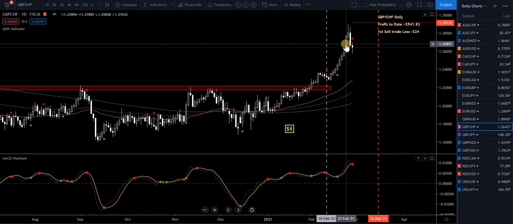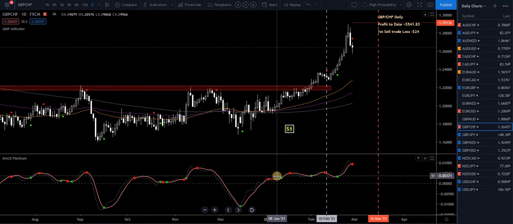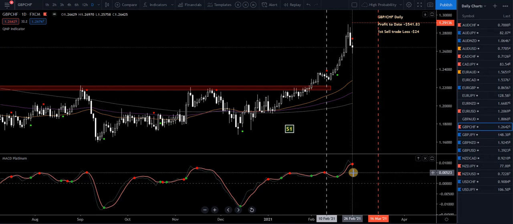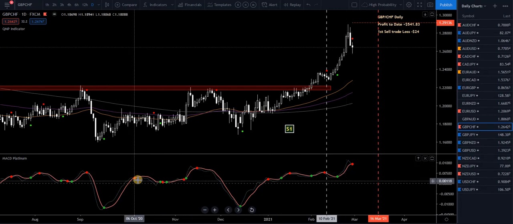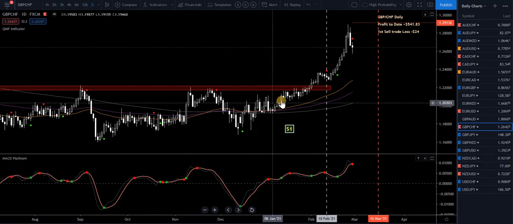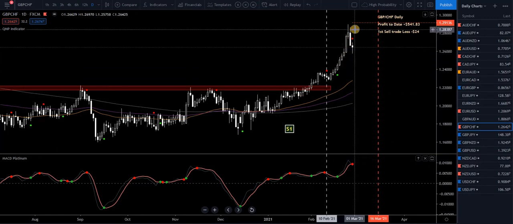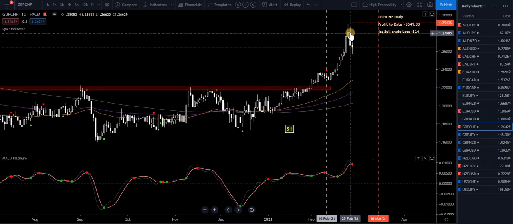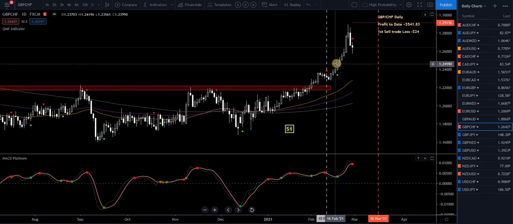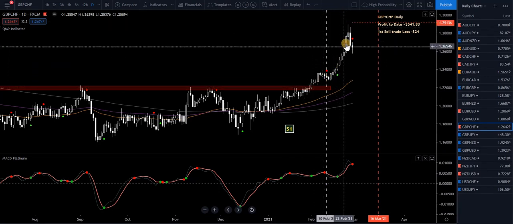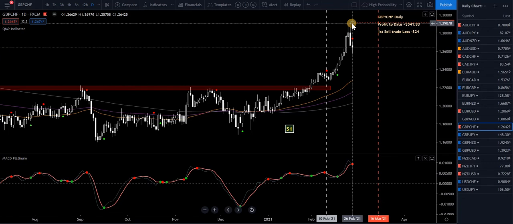The reason I'm taking the sell is the MACD platinum's been above the zero level for a long time, which is unusual. It can go a long time, like here. But this is getting to extremes. Look at price. It's gone a long way from the MA. That's a big move. This is the daily chart. So it's two weeks of basically straight up.